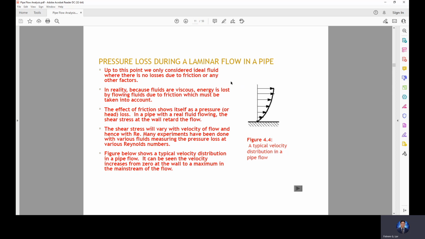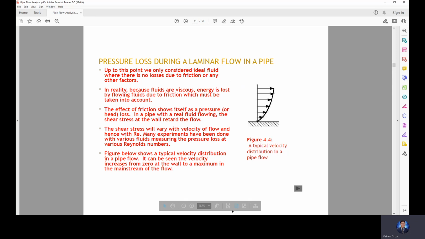The effect of friction shows itself as a pressure or head loss. So in a pipe with a real fluid flowing, the shear stress at the wall will retard the flow, meaning the flow slows down. The shear stress will vary with the velocity of the flow and hence with the Reynolds number. So it depends on the Reynolds number. Many experiments have been done measuring the pressure loss at various Reynolds numbers.